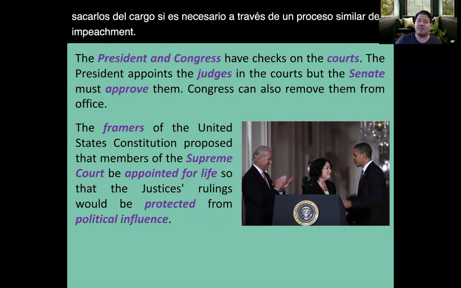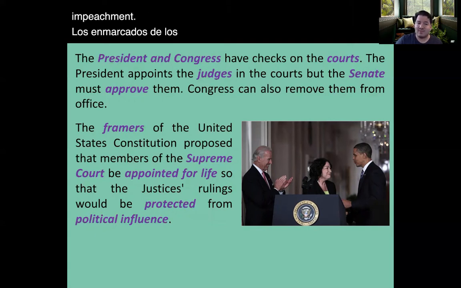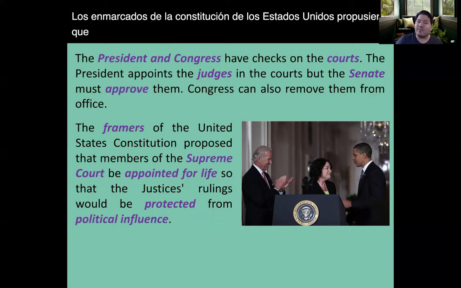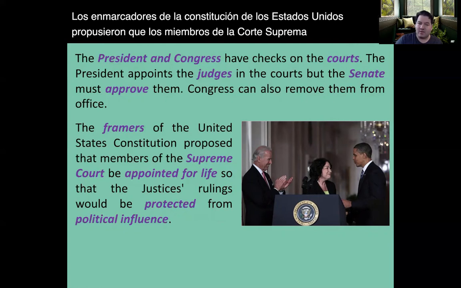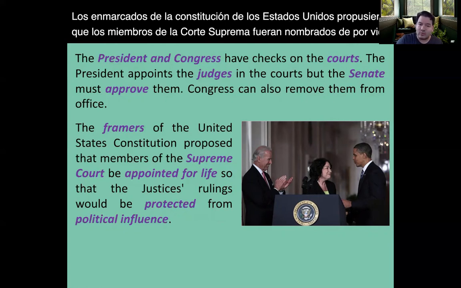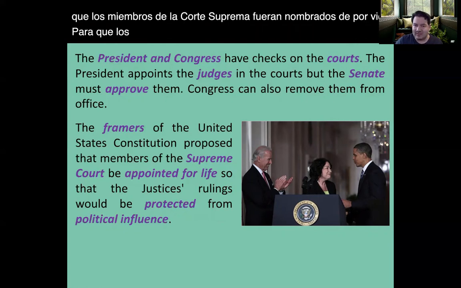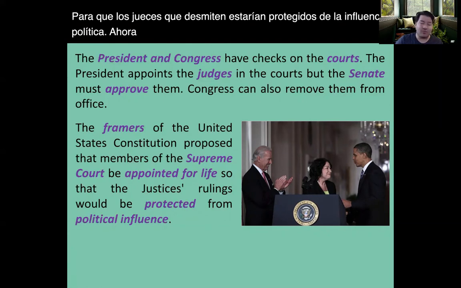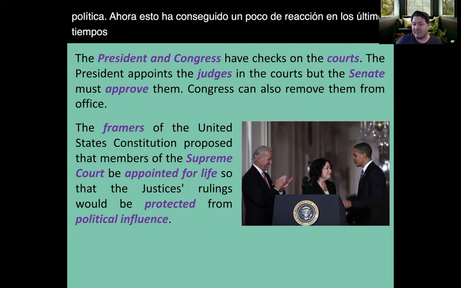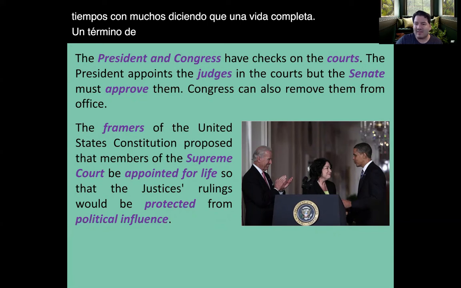The framers of the United States Constitution proposed that members of the Supreme Court be appointed for life, so that justices' rulings would be protected from political influence. Now, this has gotten a bit of backlash in recent times, with many saying that a lifetime term could have its own drawbacks as well.